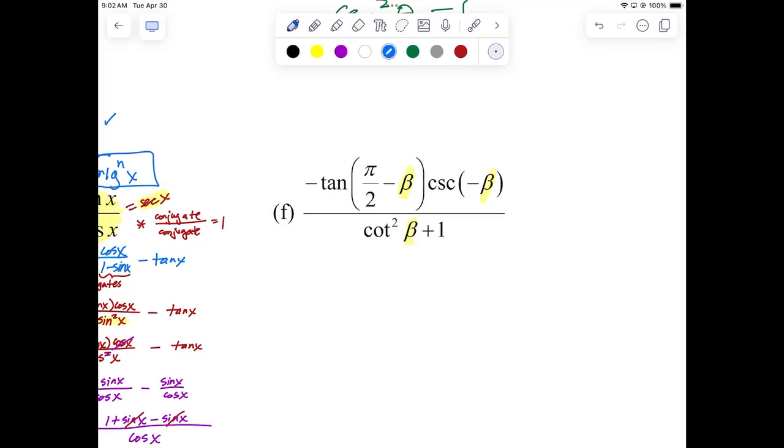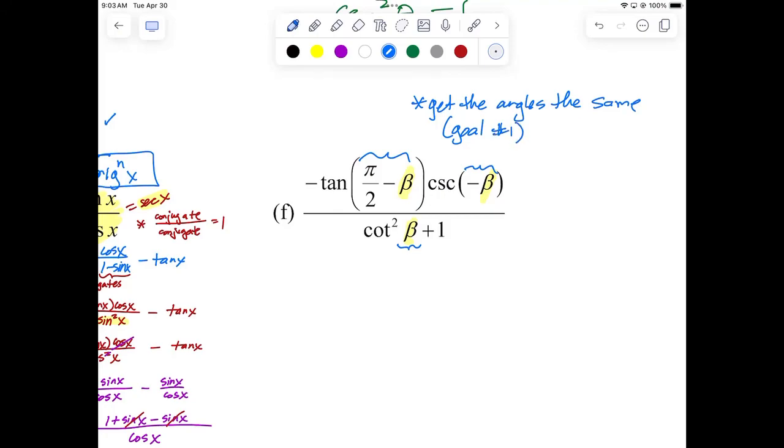But here's what else I'm going to notice. I noticed that my angles are not the same. I have 3 different angles. They all have beta in it, but there's 3 different angles. One is negative beta, one is positive beta, and one is pi halves minus beta. So here's the new strategy. Get the angles the same. That should be goal number 1.